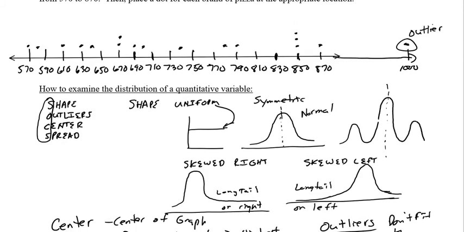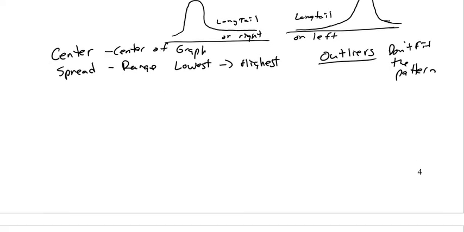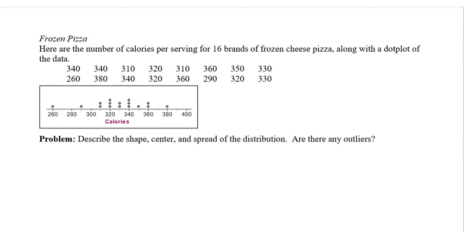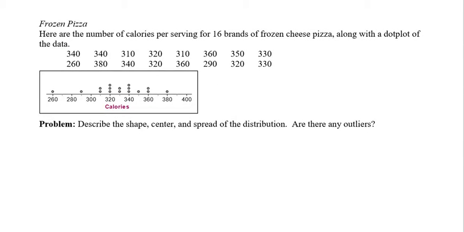Alright. Now here's another example. So look at the number of calories per serving for 16 brands of frozen cheese pizza, along with a dot plot of the data. So here's our dot plot. It says it wants us to describe the shape, center, and spread of the distribution.